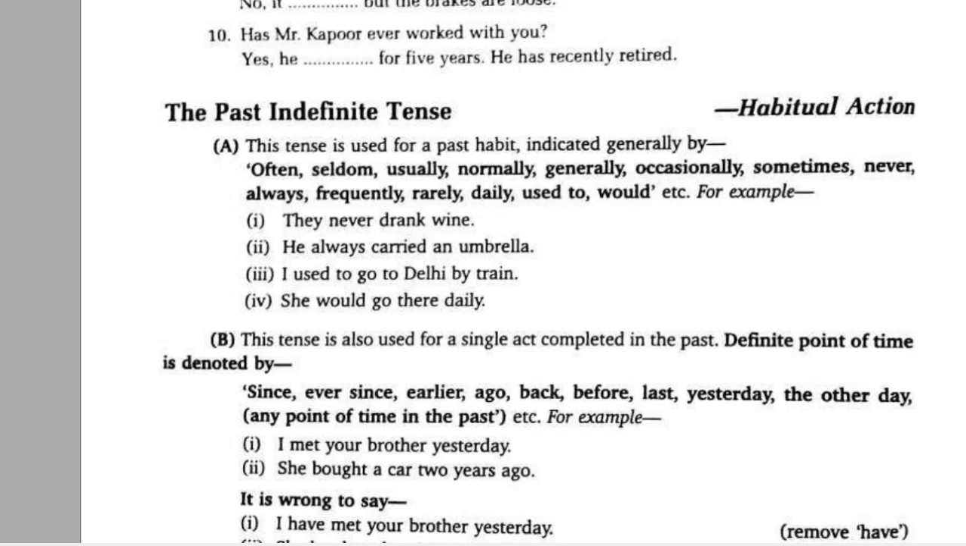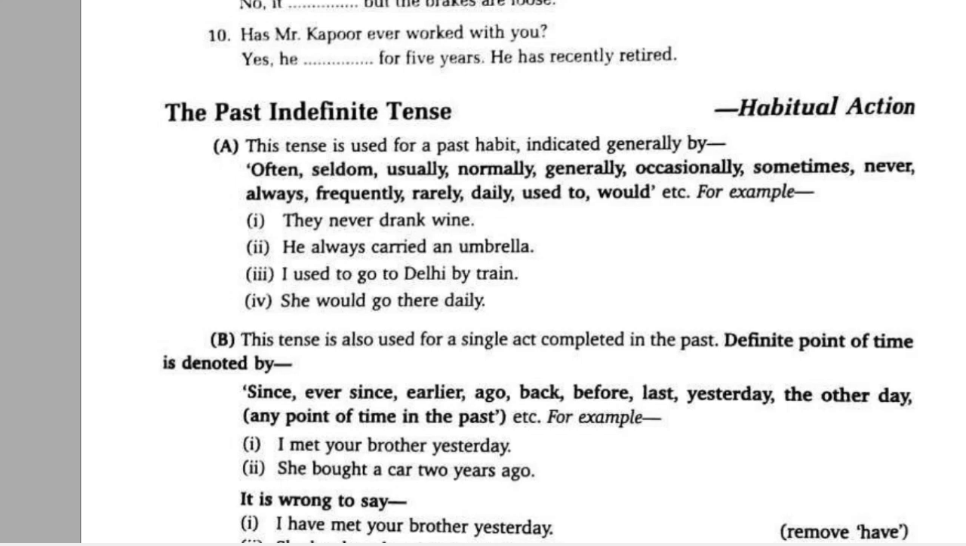This tense is generally used for past habits that are indicated by often, seldom, usually, normally, generally, occasionally, sometimes, never, always, frequently, rarely, daily, used to, would, etc. They never drank wine. He always carried an umbrella. I used to go to Delhi by train. He would go there daily. So these are used for past habits.